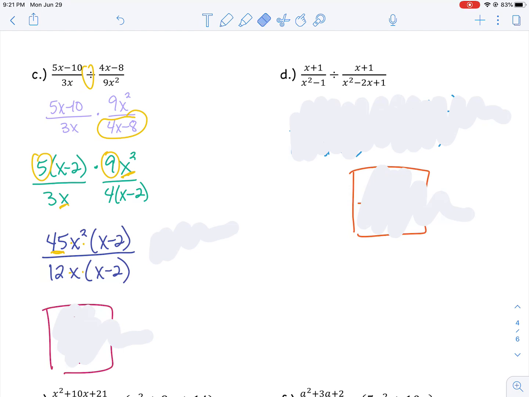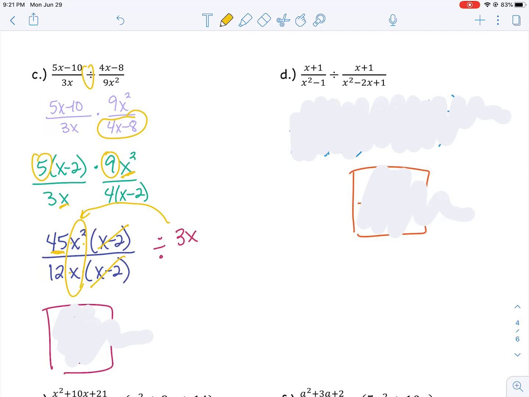What is my GCF? Well, it looks like in my coefficients, what number can divide into 45 and 12? It looks like I can divide both of those by 3. It also looks like I can take an x out of my x squared and my x, and it also looks like I can reduce the x minus 2 and the x minus 2. So then what do we have left?